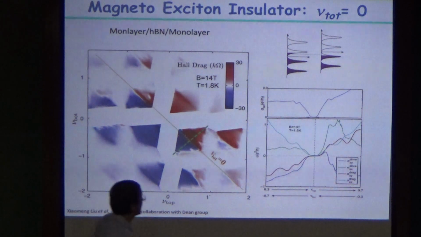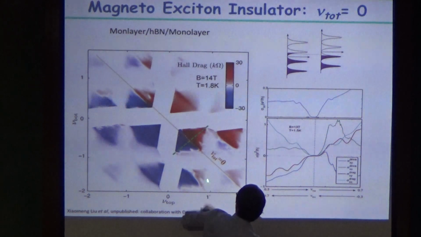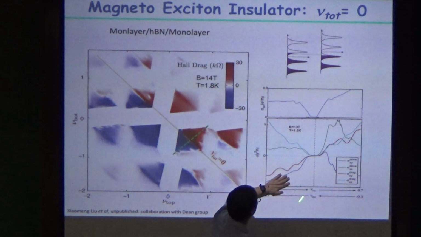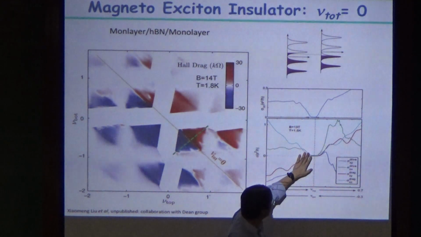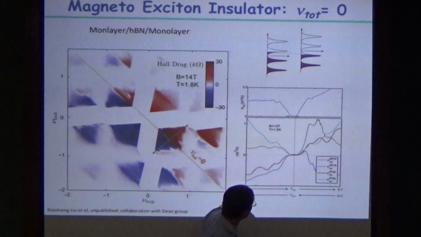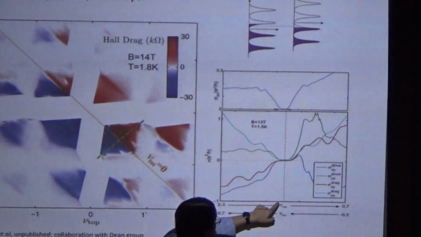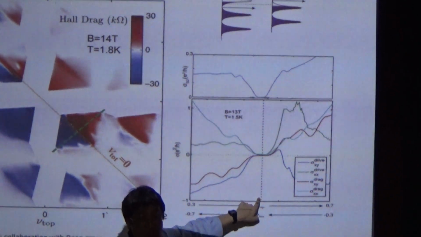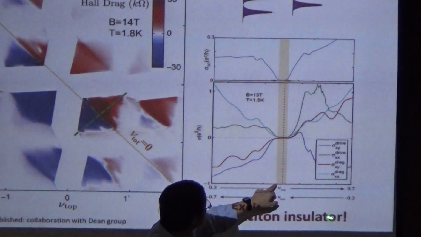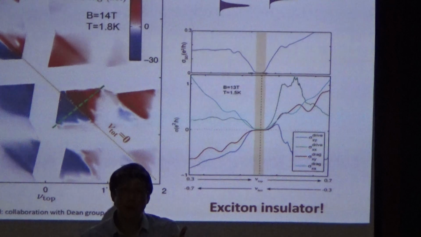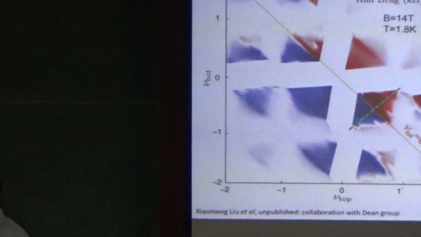Okay, this is a little bit of a busy plot, but I can show you here. Along this gate voltage, I just cut through it, measuring the different conductivities, the longitudinal and the transverse conductivity. You can see that as I sweep through this, top and bottom densities go opposite, and this is a point where the two layers are compensating each other, right? At this point, everything goes to zero. Both the longitudinal conductivity and the transverse conductivity go to zero.